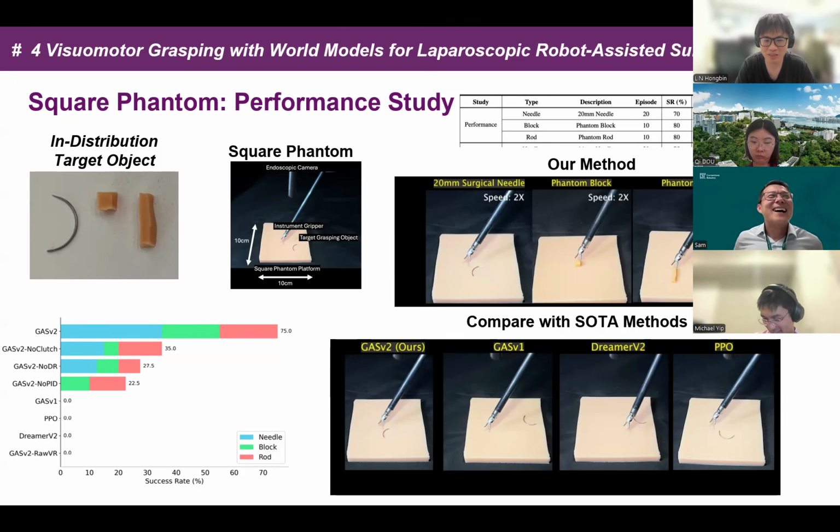From my perspective, the success rate is really low, compared to the Johns Hopkins results, where they claim 100% success rate for needle picking. But they have a very artificial environment, so it's a little bit different. I guess so. So you are working with a more generic environment.